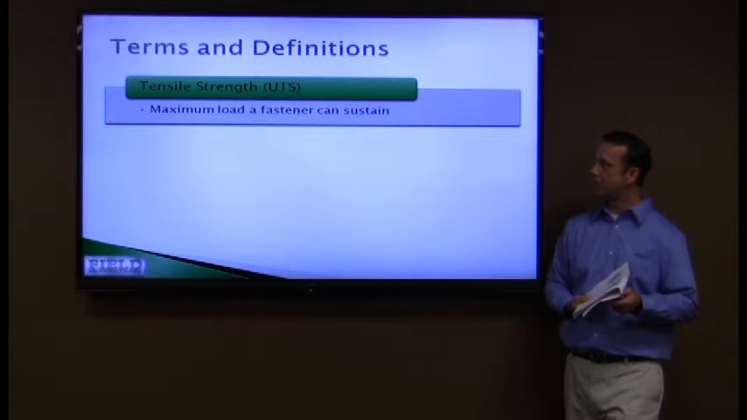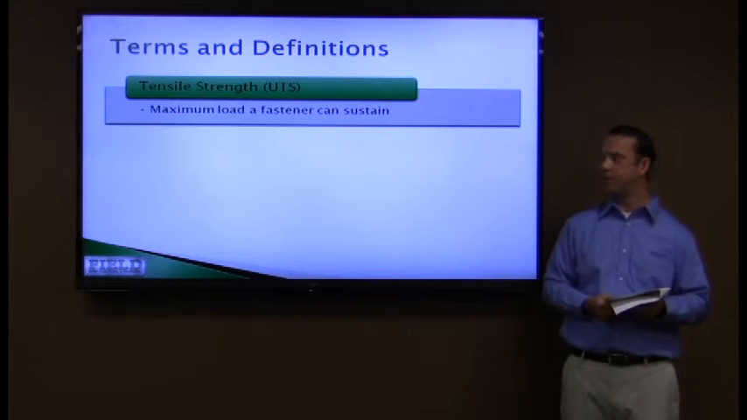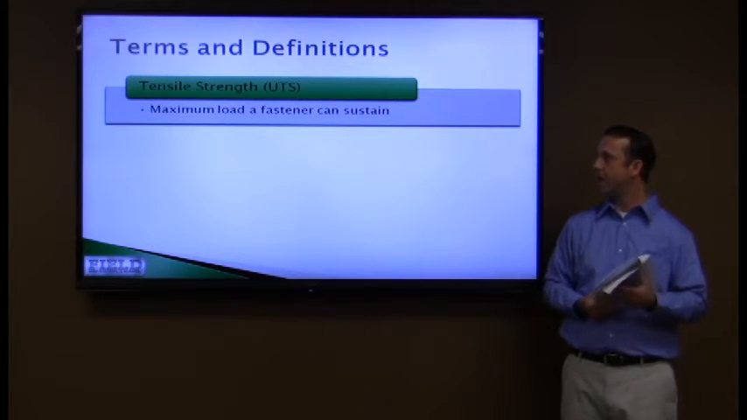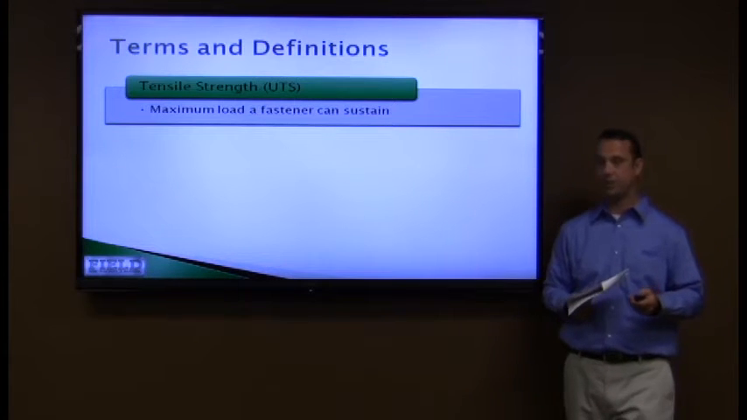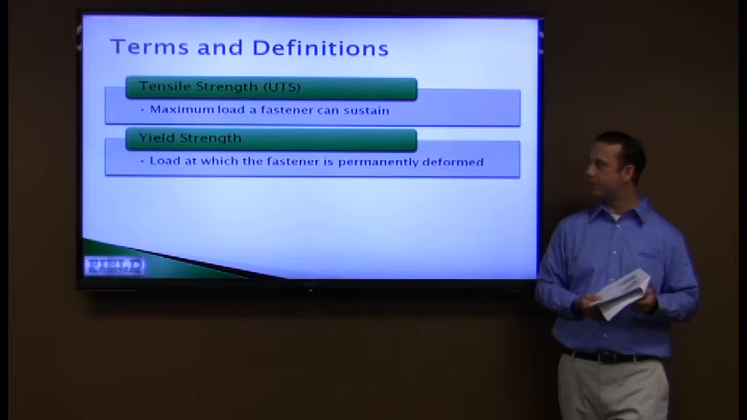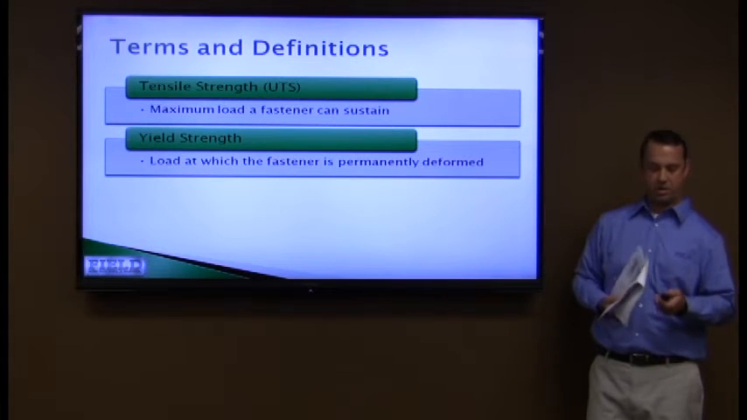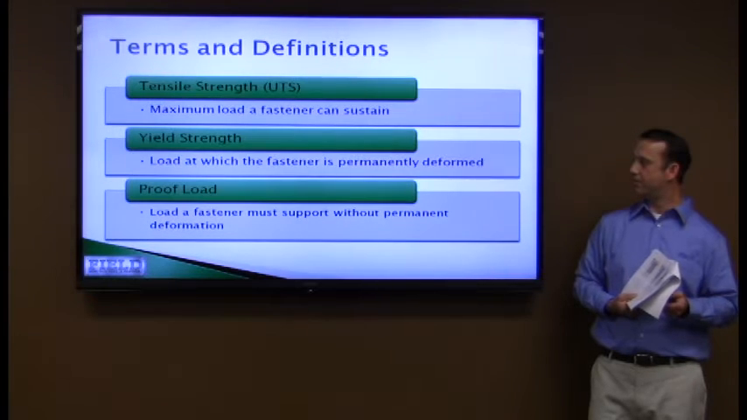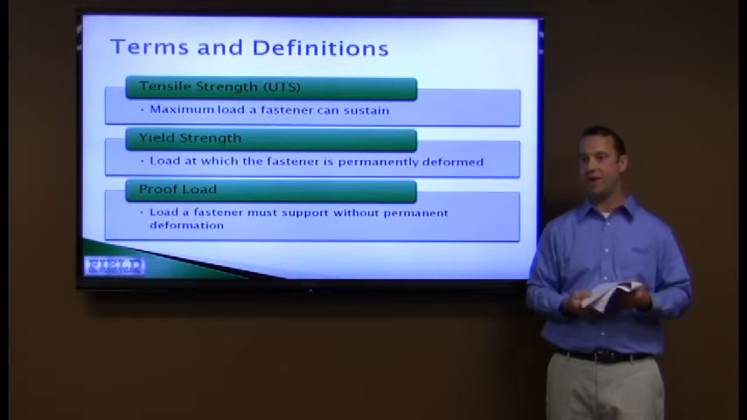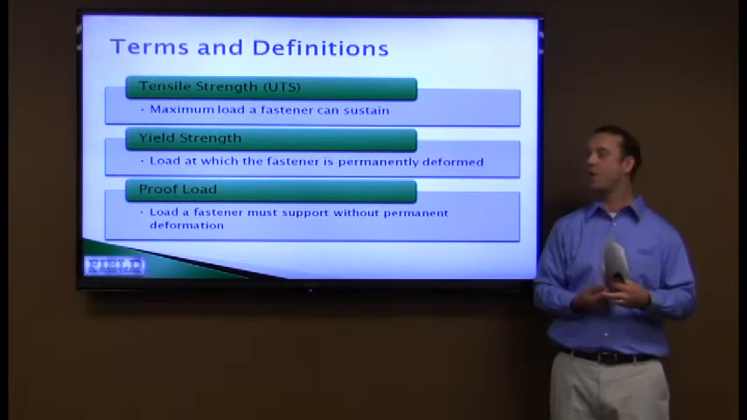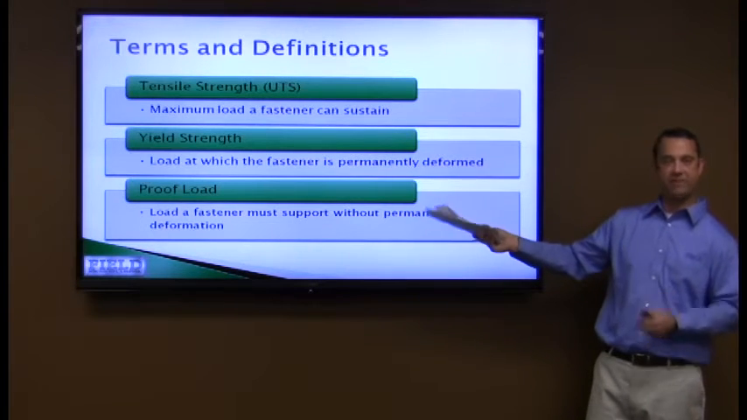Some other terms: we have tensile strength, or UTS for ultimate tensile strength. This is the maximum load that a fastener can withstand. We've got the yield strength, which is the load at which the fastener is permanently deformed. And then finally, we have the proof load, which is the load that a fastener must withstand without any permanent deformation. So these are related to the fastener itself.